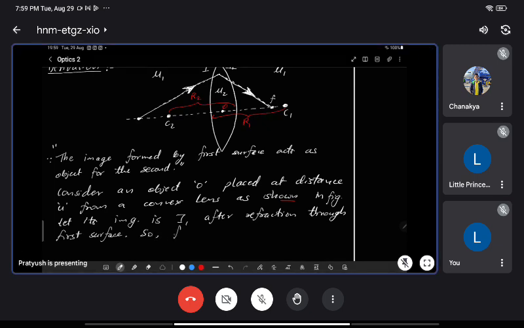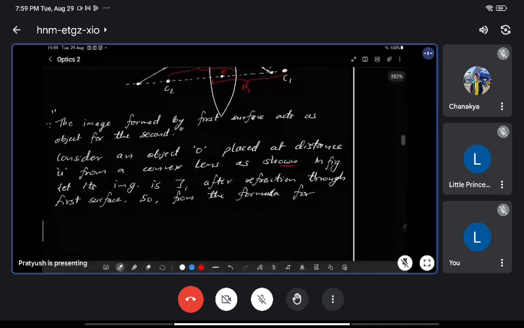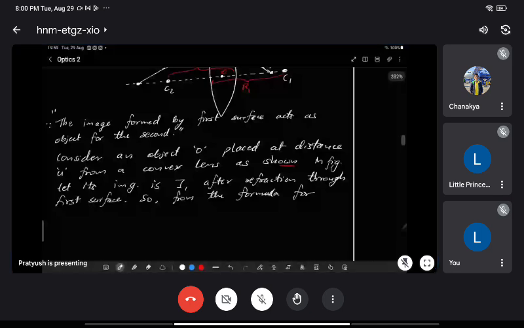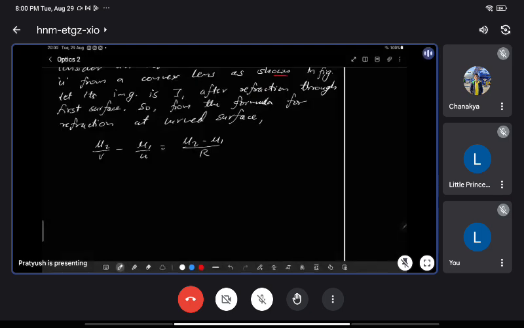So, from the formula for refraction at curved surface, mu2 upon v minus mu1 upon u equals mu2 minus mu1 by capital R. This is the formula for the curved surface, simply a curved surface like this. Okay, this we have seen earlier.